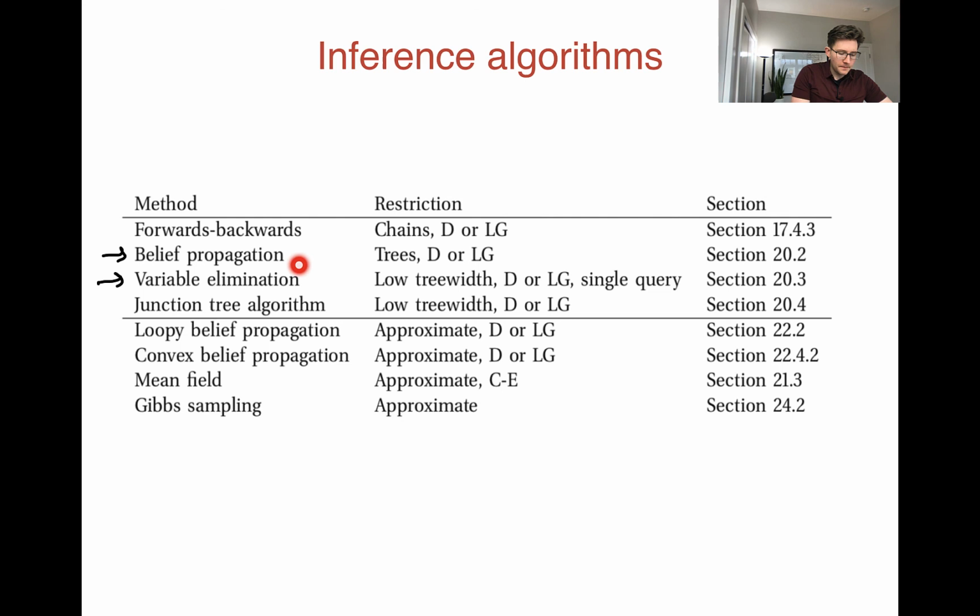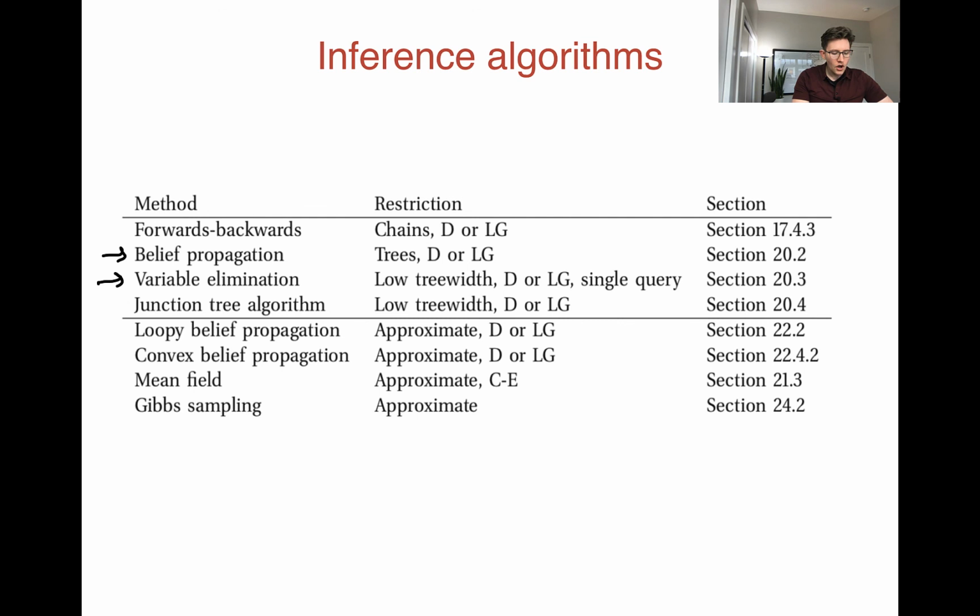By the way, another one that you may have heard of is the forwards-backwards algorithm, which works on chains, for example, a first-order Markov model. As I said, the forwards-backwards algorithm is a special case of belief propagation, which works on trees. Trees are a general case of chains. A chain is the special case of a tree.